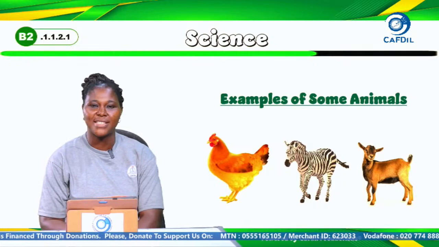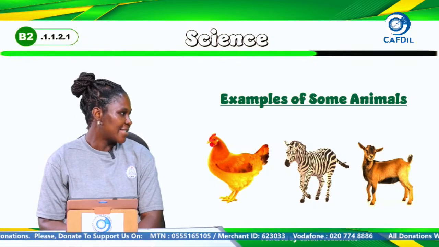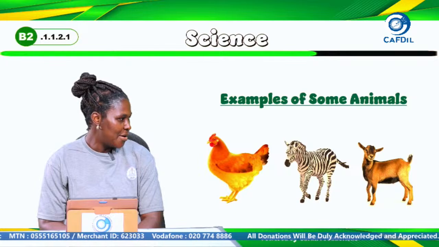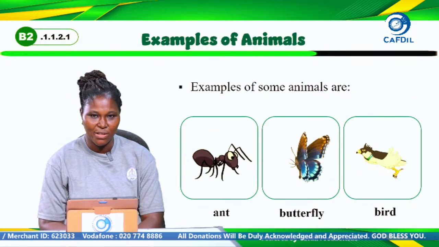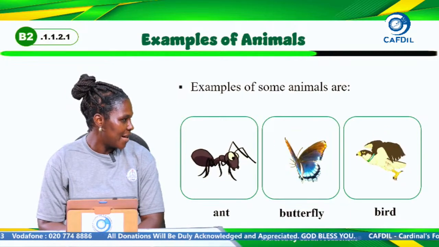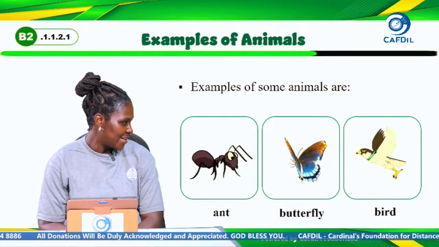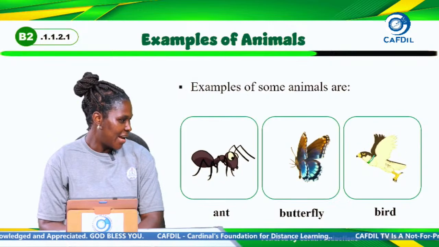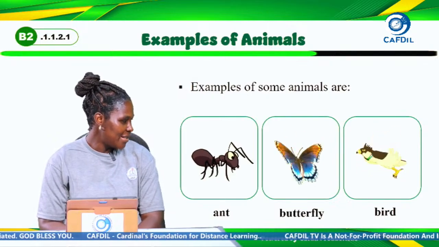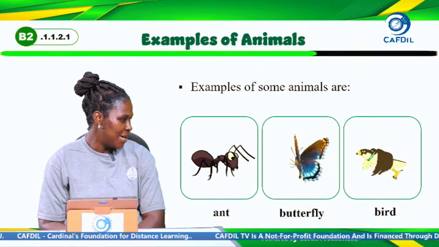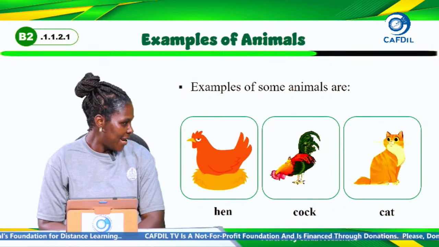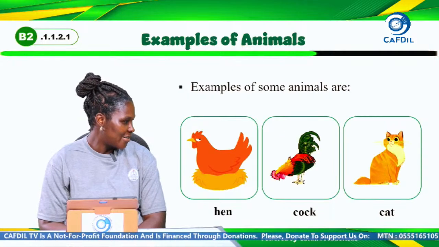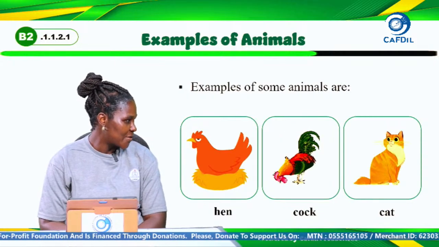Now we are coming to look at examples of animals. As we can see some animals on our screen, examples of some animals are ants, butterfly, and bird. We have hen, cock, and cats.